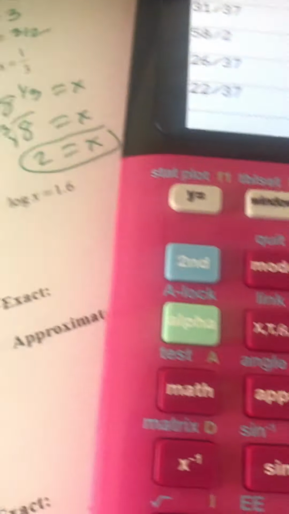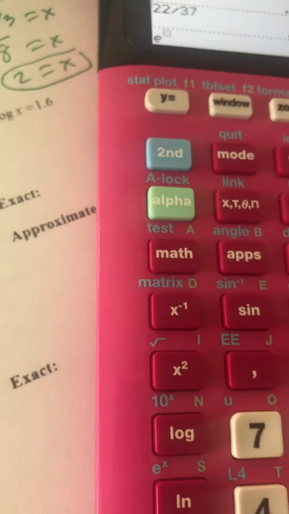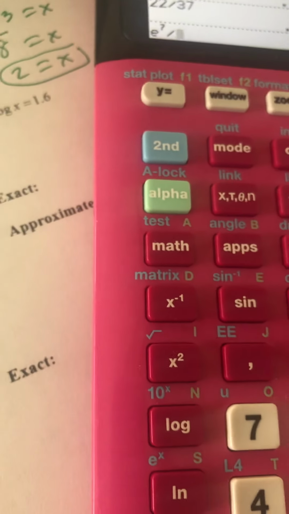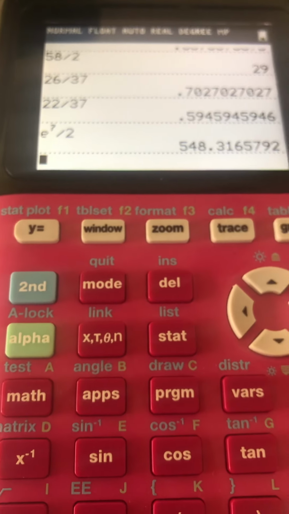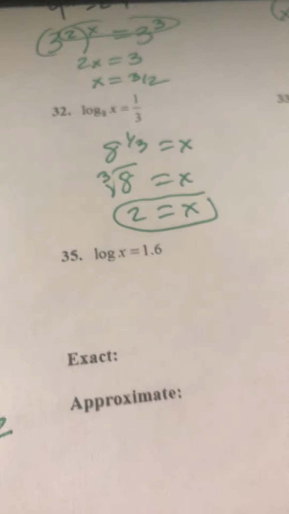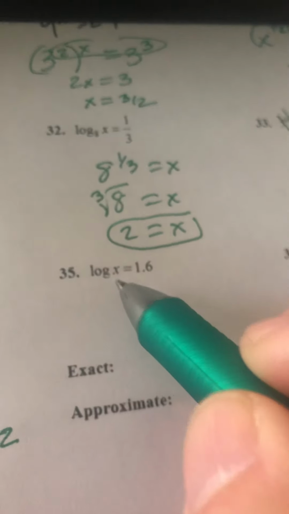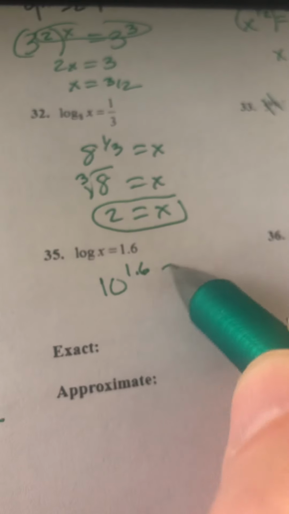When you look on your calculator, there is an e to the x button. So e to the 7th divided by 2, and you get 548.32. So the approximate answer is 548.32.